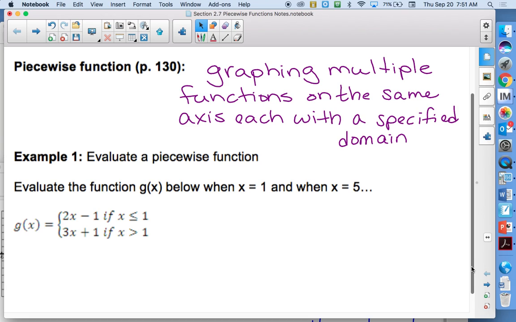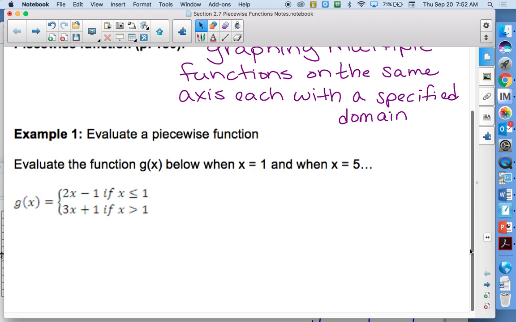We've got these little squiggly things. Those squiggly things mean that you have multiple options to choose from. So the first equation says 2x minus 1. So that's our equation part. And then it says if x is less than or equal to 1. This is the domain here. So when we look at that piece of the graph, it only works for x values that are less than or equal to 1.